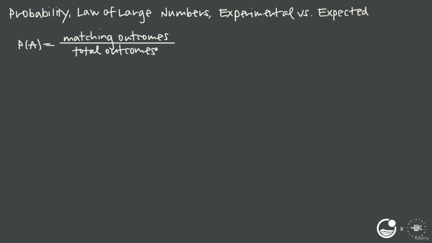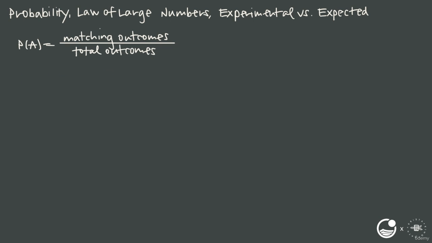Now, of course, we need to be specific about what we mean by matching outcomes and total outcomes, but the idea is that matching outcomes are any outcomes that satisfy event A, and total outcomes are all of the possible equally likely outcomes that could occur in the scenario.